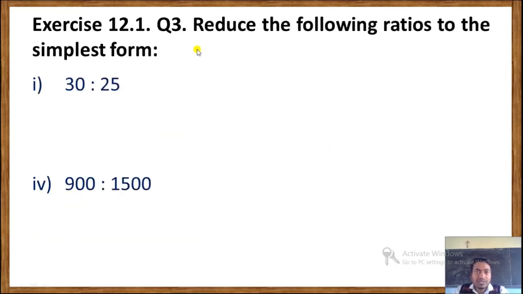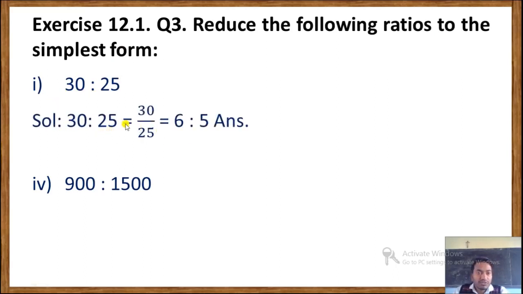Now question number 3. Reduce the following ratio to the simplest form. Now we have the question in ratio, and we have to simplify this. Okay, now how to simplify? First we'll write it in fraction. So 30 by 25 we will write, because 30 is the first term and 25 is the second term.